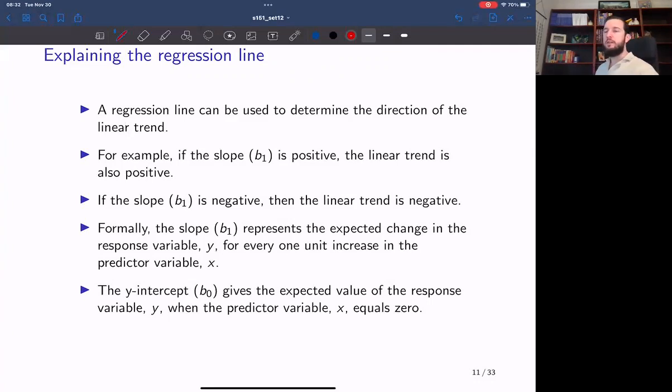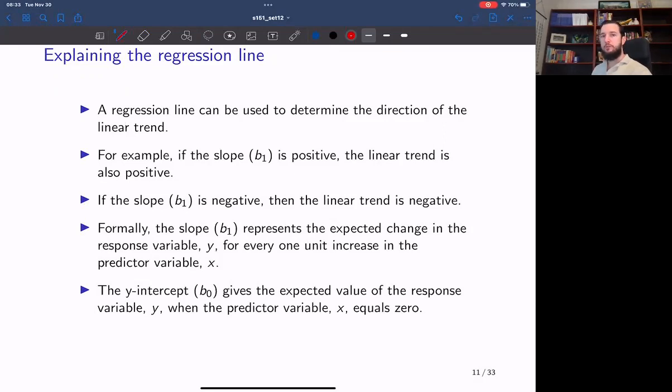The formal definition of the slope is that it is the expected change in the response variable for a 1 unit increase in x. So the slope is telling us how much we expect the response variable to change, and that can be positive or negative, every time we increase the predictor by 1 unit.